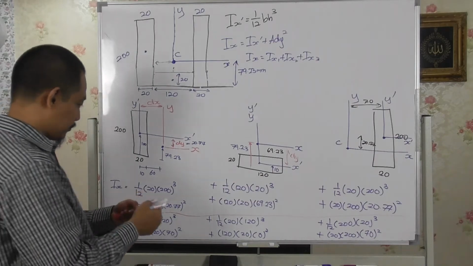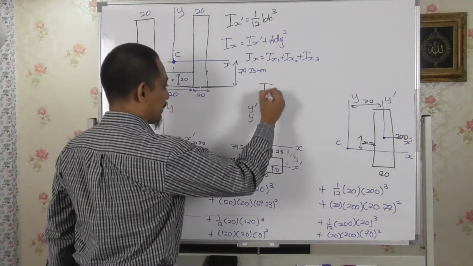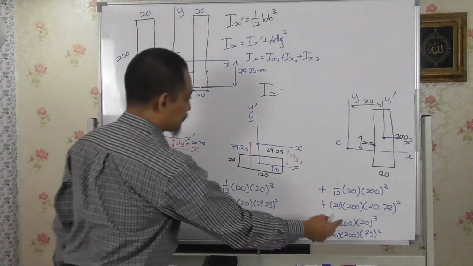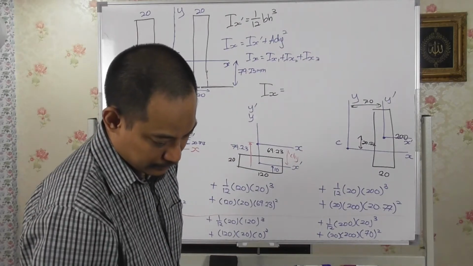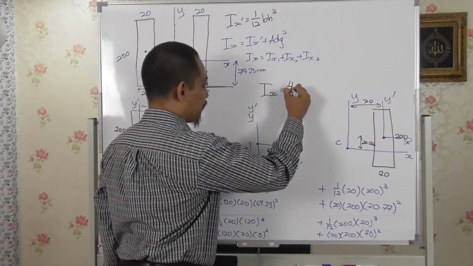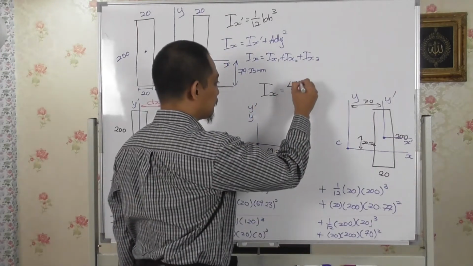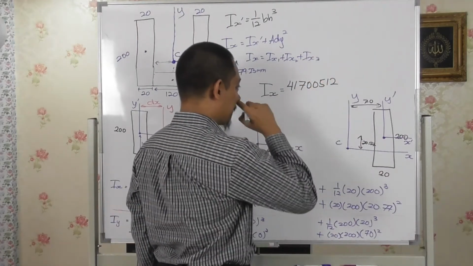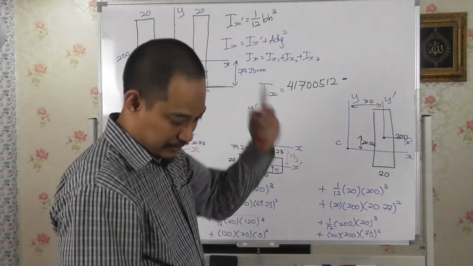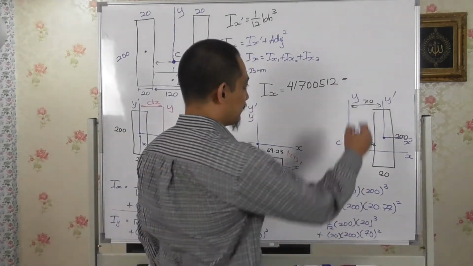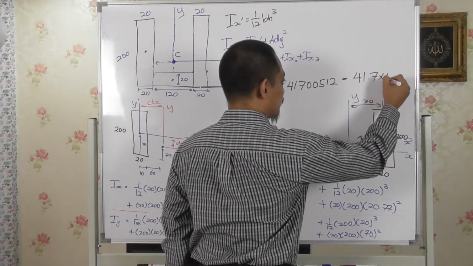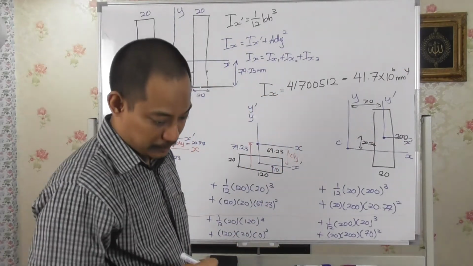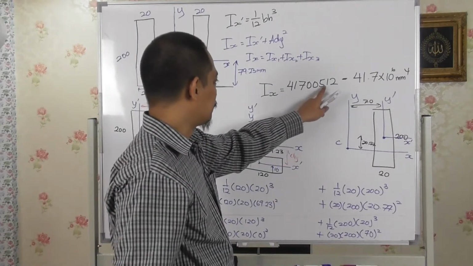So what is the answer for Ix for this question? It is basically adding all of this to this, plus plus plus plus. If you write it fully, it will be 41700512 millimeter to power 4, or 41.7 times 10 to power of 6 millimeter to power of 4. 41.7 times 10 to power of 6. Right? 1, 2, 3, 4, 5, 6.